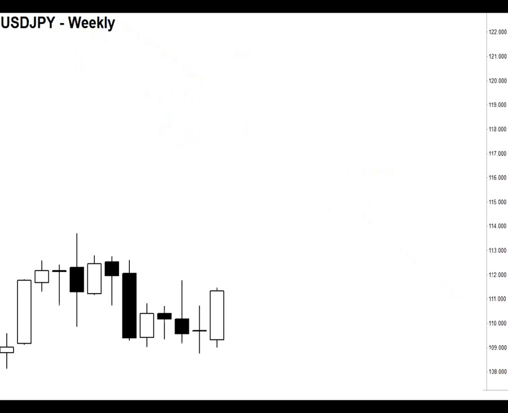How about a weekly chart? Now, so far we've looked at daily and intraday charts. How about weekly charts? Well, here we have kind of a sideways range in the dollar-yen. Most people would say, well, nothing's happening. I'm going to sit on the sidelines. I'm not going to do anything in the dollar-yen.